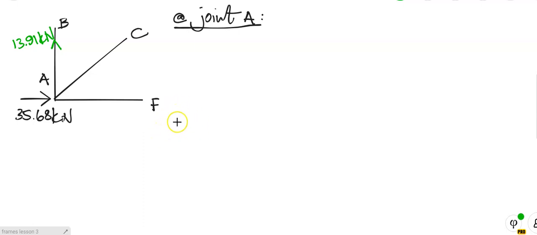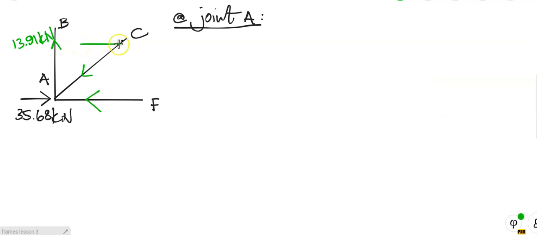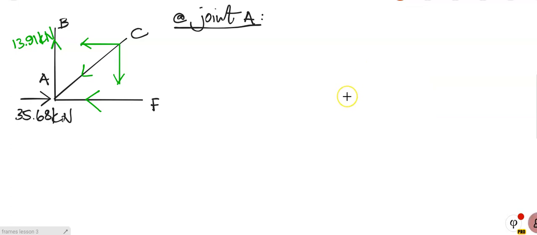Right, if I look at the structure, I'm definitely thinking AF is going to be in compression, and I think AC is going to be in compression too, so it's going to do something like so. And because AC is at an angle, I'm going to resolve it into its components like so. Right, people? And of course, we need angles.